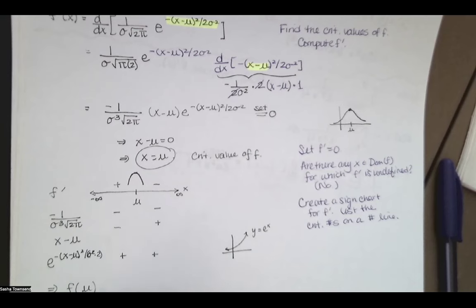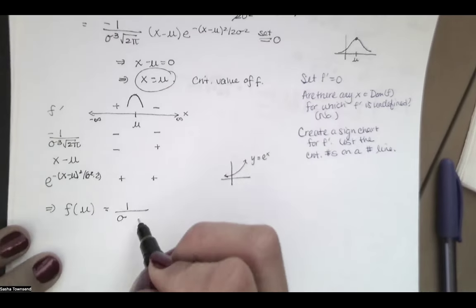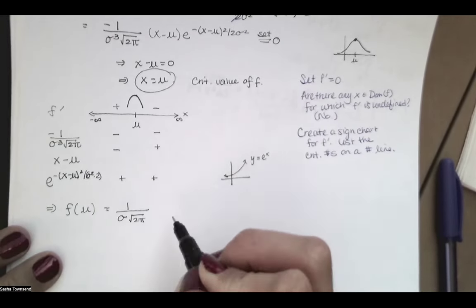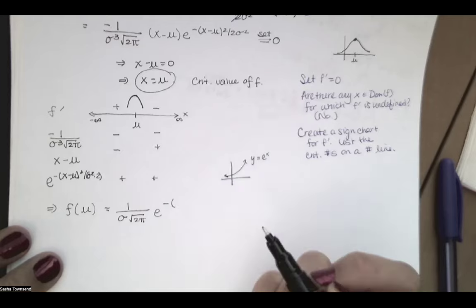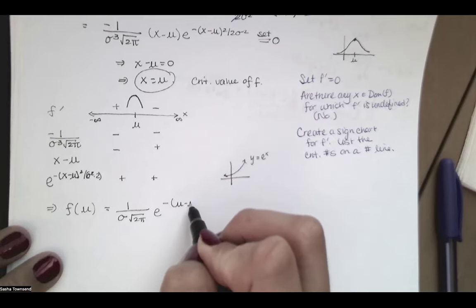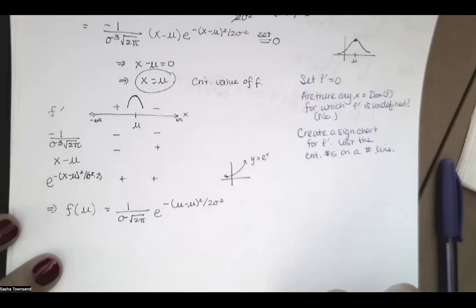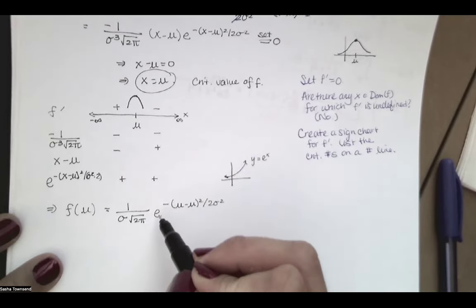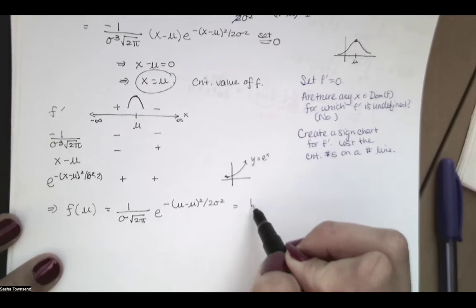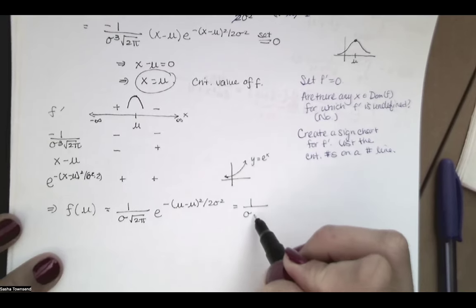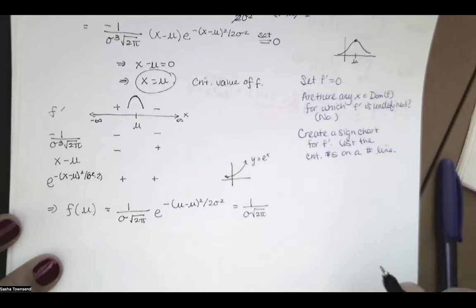at mu. So f of mu is 1 divided by the standard deviation times the square root of 2 pi times e to the negative mu minus mu squared divided by 2 times the standard deviation squared, the variance. This is just e to the 0. E to the 0 is 1. So we have 1 divided by the standard deviation times the square root of 2 pi as our relative maximum.